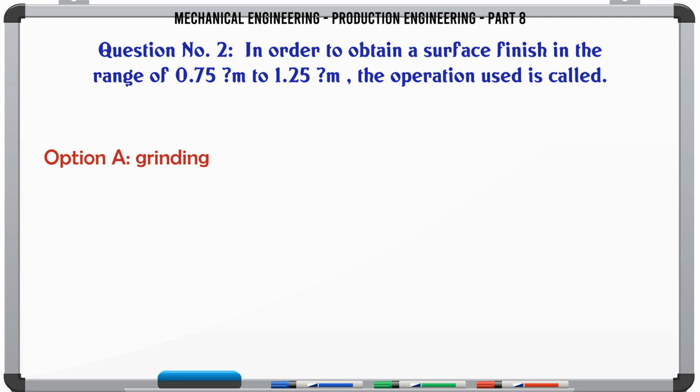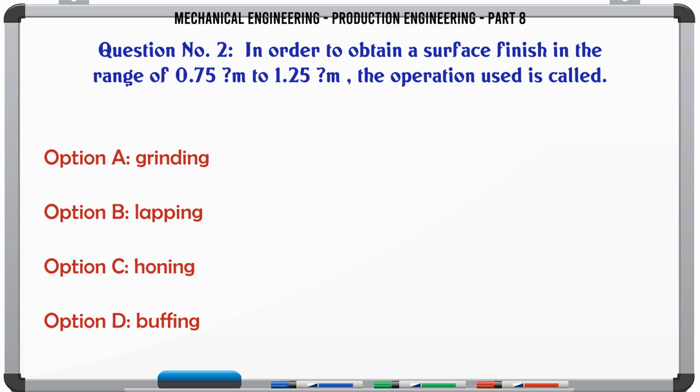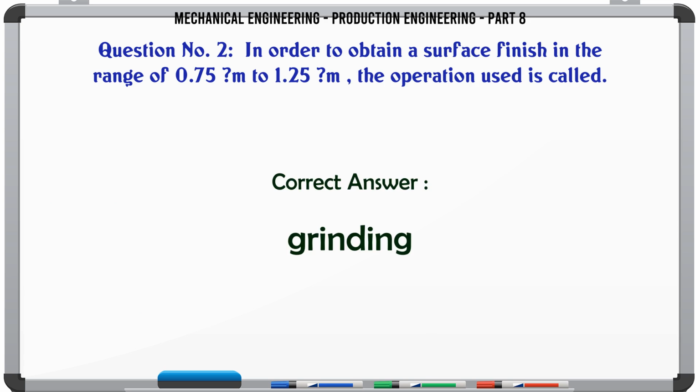In order to obtain a surface finish in the range of 0.75 µm to 1.25 µm, the operation used is called A. Grinding, B. Lapping, C. Honing, D. Buffing. The correct answer is grinding.